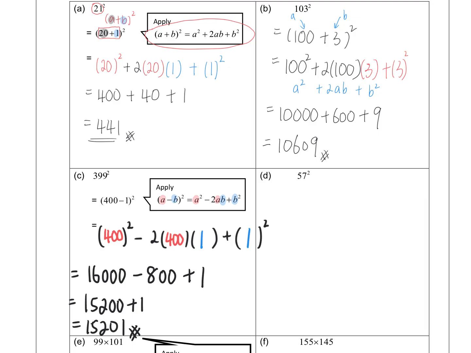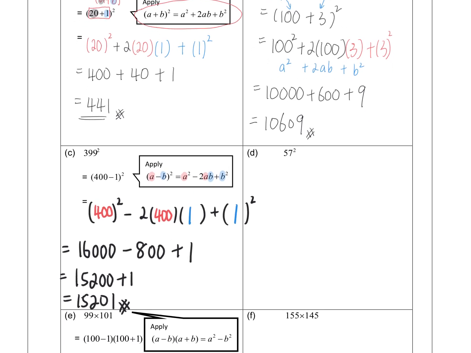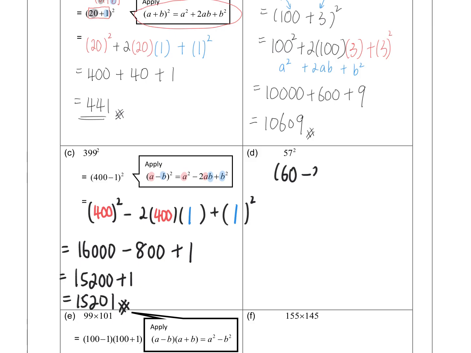Okay, how would you do 57 square? 50 plus 7 is decent. 60 minus 3 also can. Okay, in these two cases, both will work. So if you use this, then use the rule a square minus 2ab plus b square. The a is 60. The b is 3. Okay, put in the values.